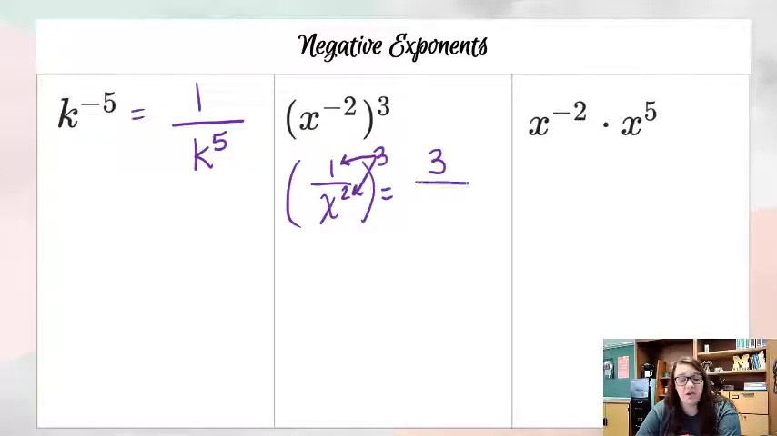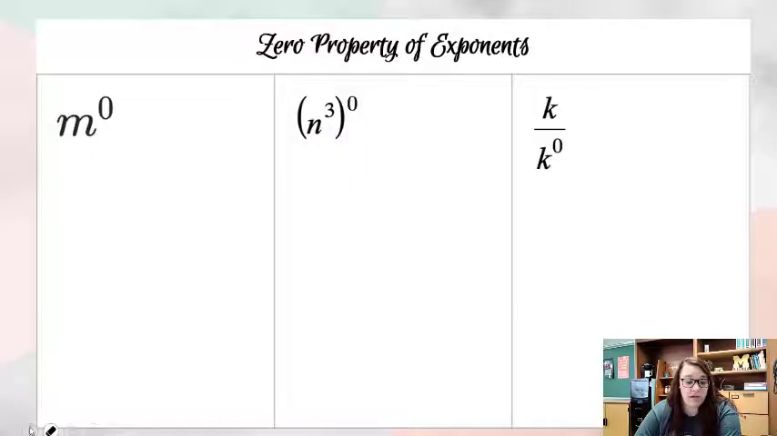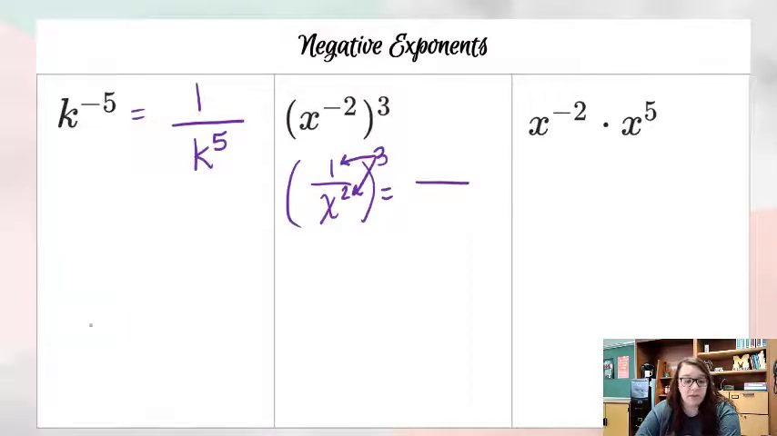To have 1 to the 3rd over x to the 2 times 3, or 1 over x to the 6th.